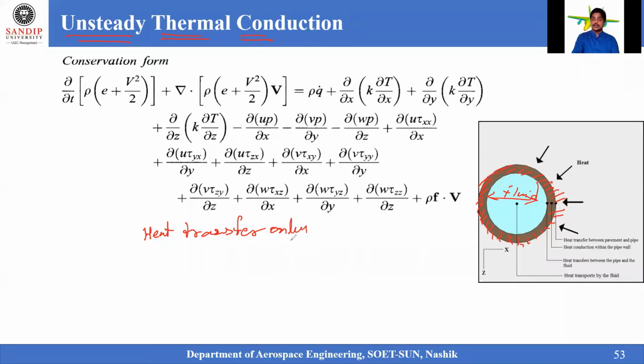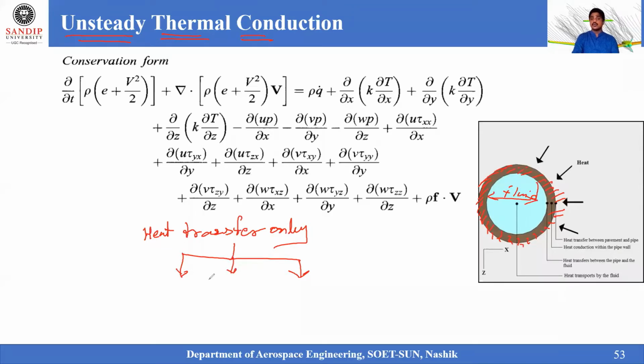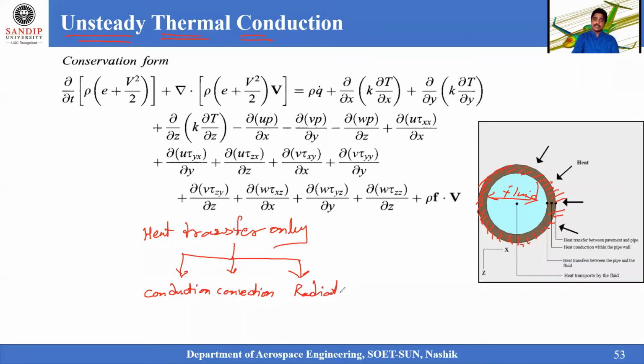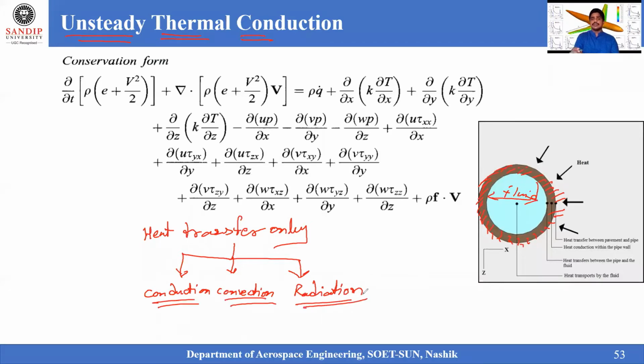I'll just concentrate on heat transfer only. Now what about mass transfer? I'm going to deal with the problem of only conduction in this one. As far as heat transfer is concerned, heat can be transferred by three modes: conduction, convection, and radiation. It can be transferred by conduction, or by convection, or by radiation.